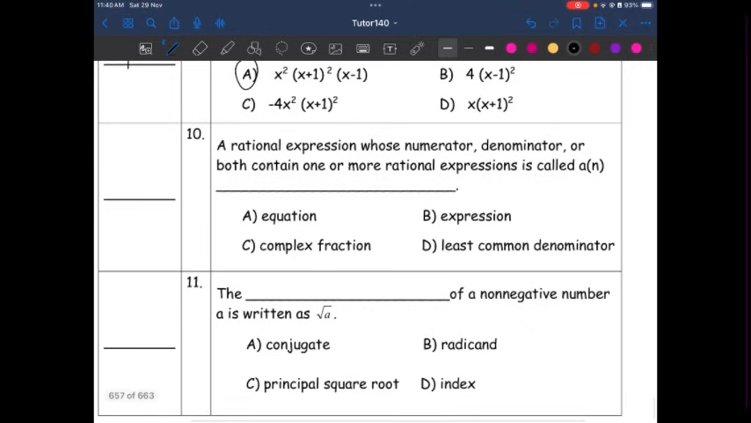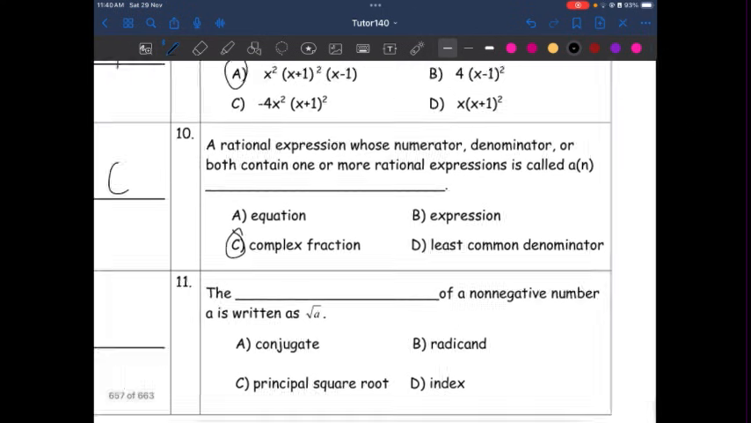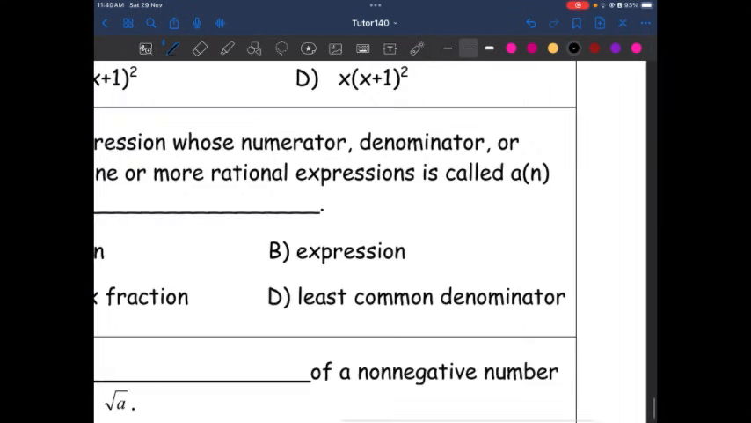Okay, a rational expression whose numerator, denominator, or both contain one or more rational expressions is called a complex fraction. So C. So something like x plus 3 over x squared plus 2 or something like that.